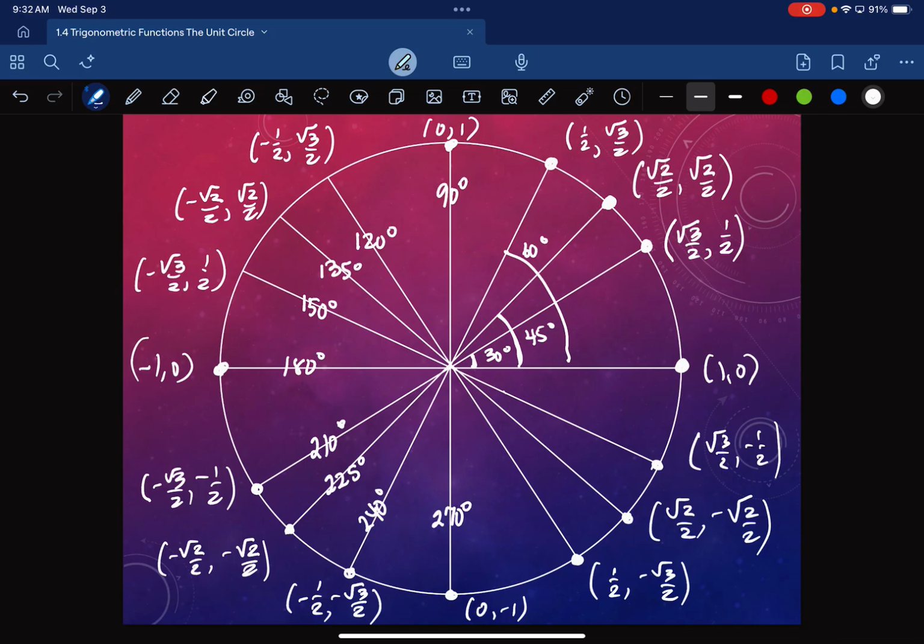Okay, keep going. 30 more after 270 gives me 300. 15 more after that is 315. 15 more after that is 330. And then if I add 30 more, where am I? 360, back to the beginning, and we're good. Okay, everybody good so far?